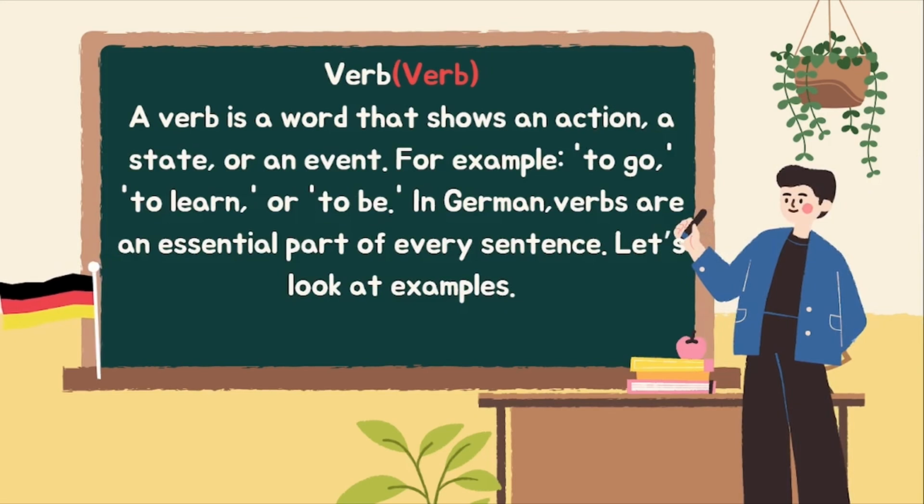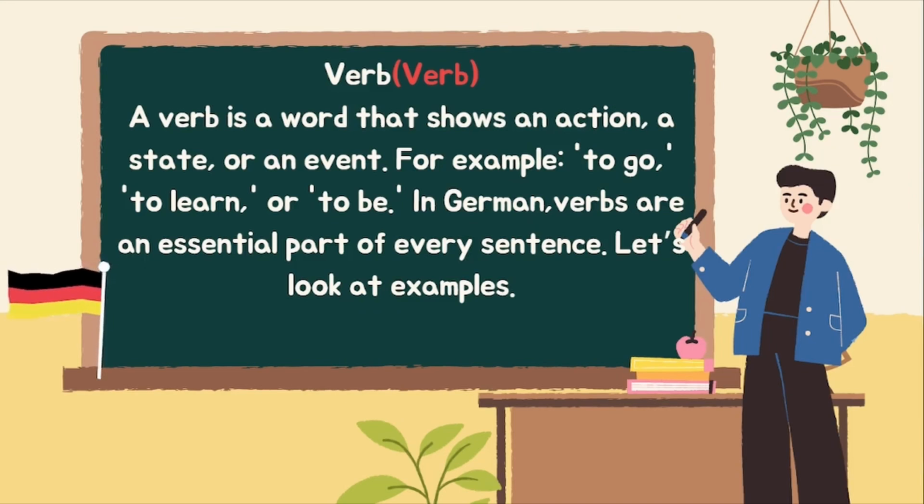So guys, before diving deep into the topic, I'd like to give you a brief snapshot or brief recap of the previous chapter. You can go and check it out, our chapter number 19 and chapter number 20 also. So I will give you a short recap of chapter number 19. What is verb? Verb is pronounced in German as verb. So meaning is quite similar to English. Verb is a word that shows an action, state or an event. For example, to go, to learn, to be.